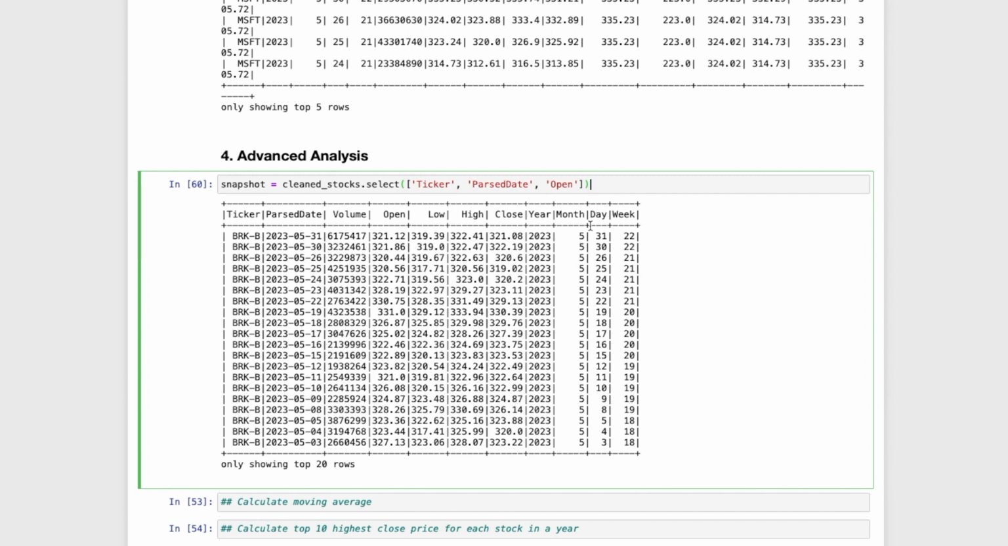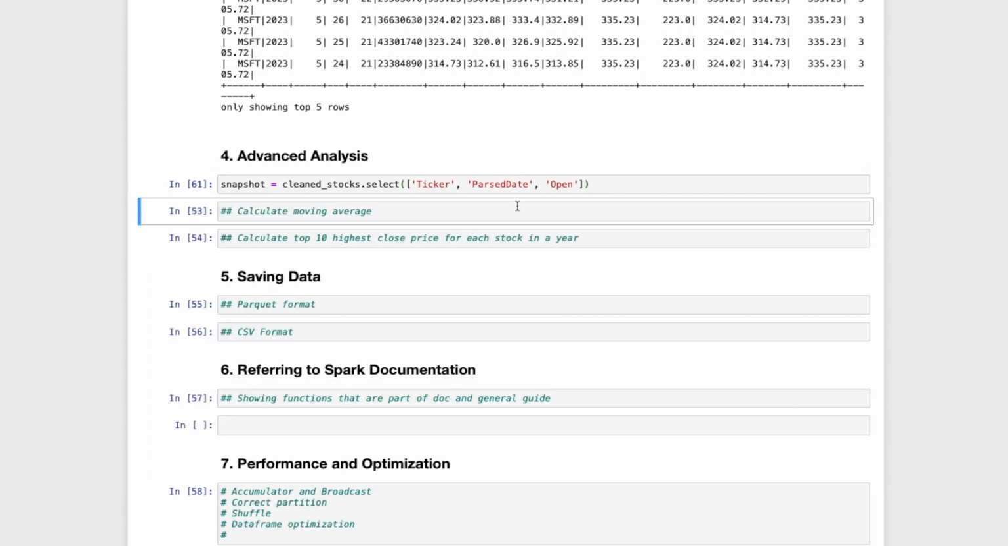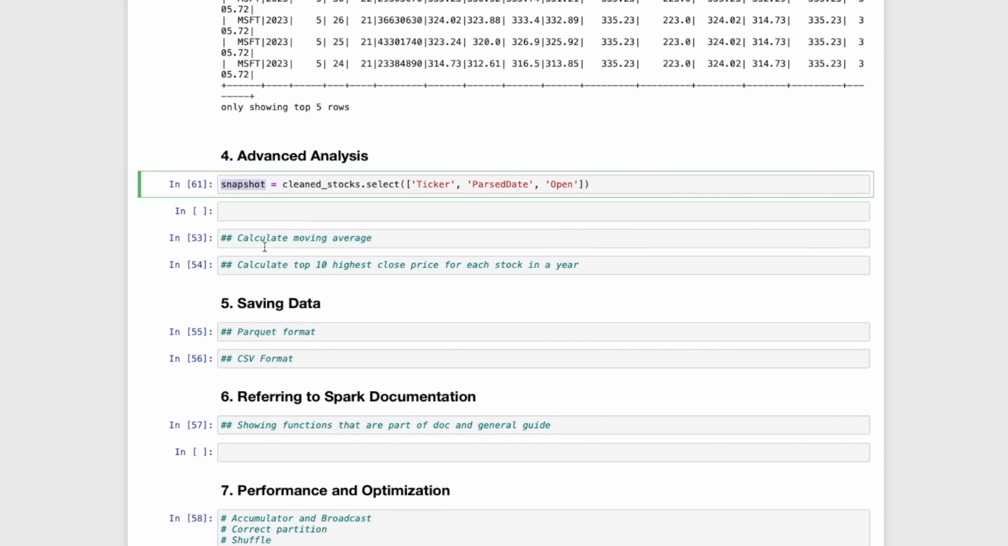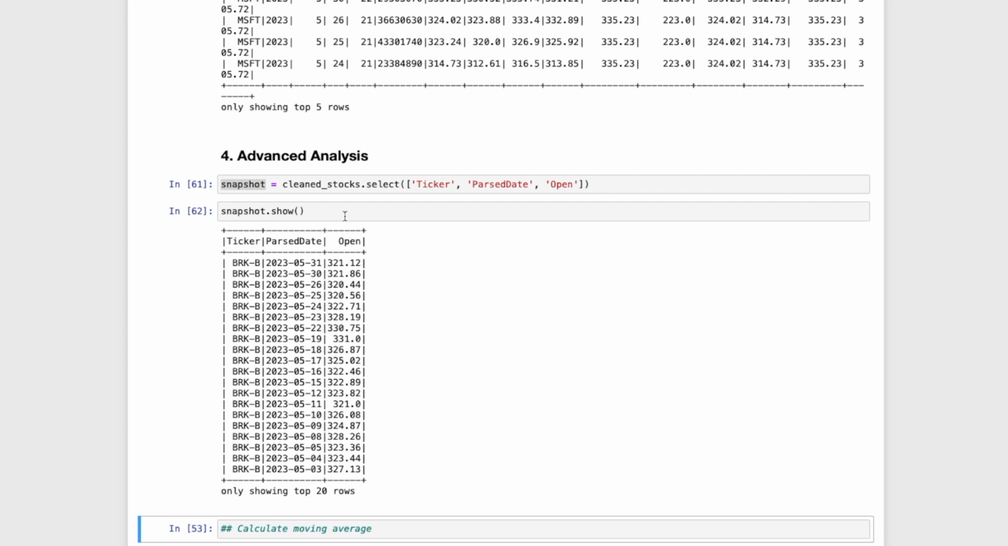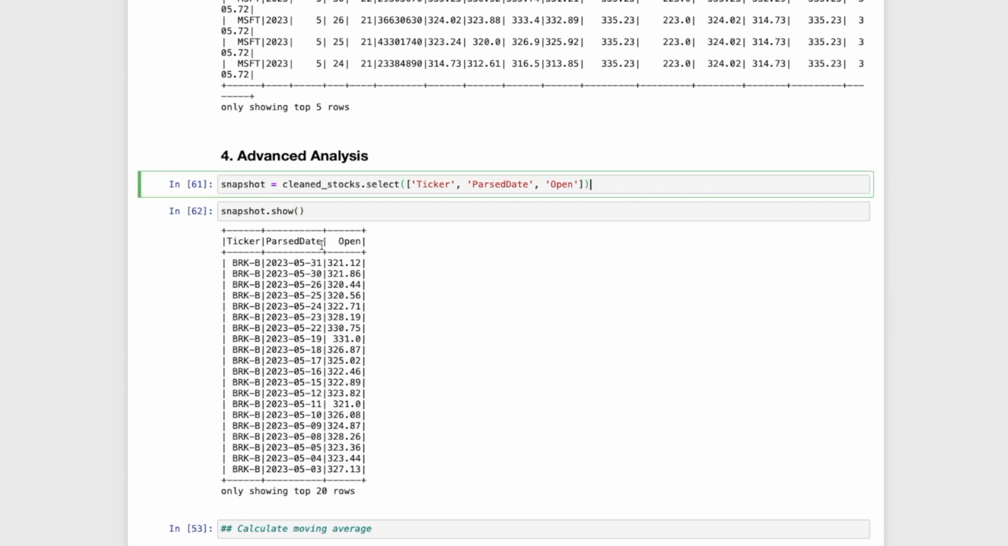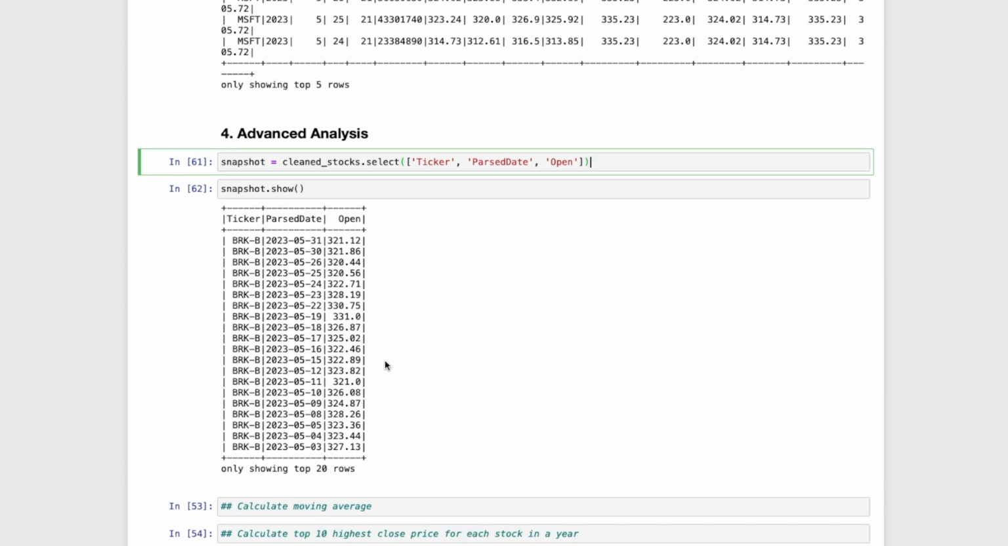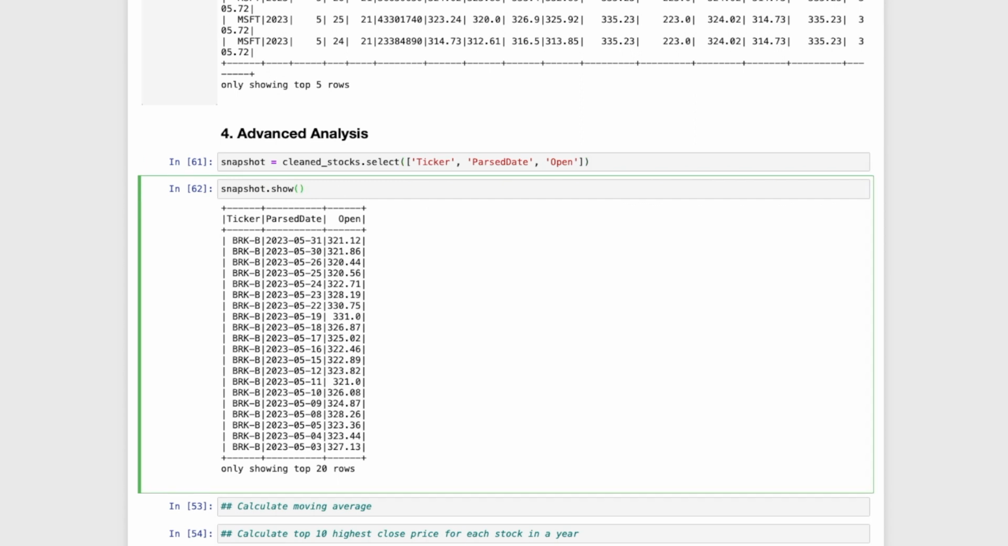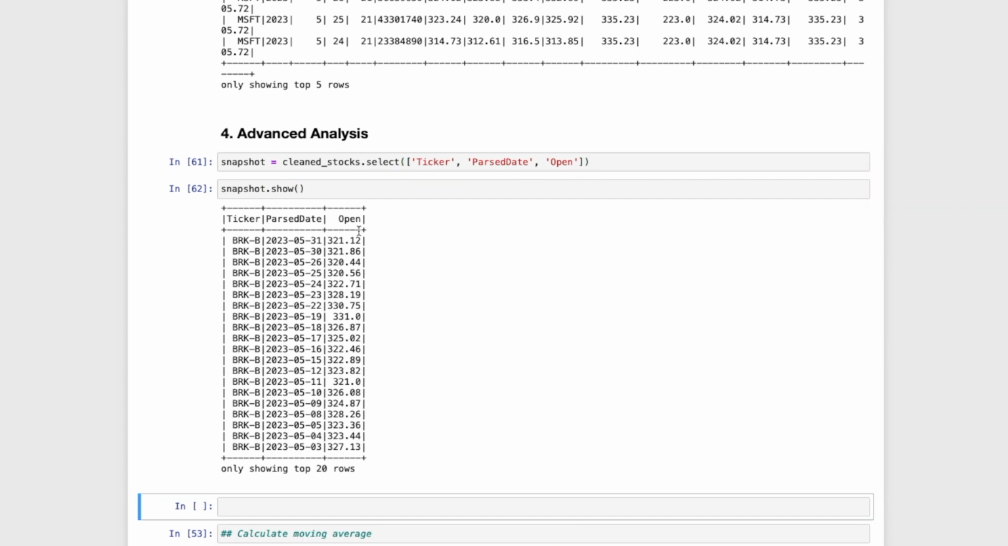We're going to cover optimizations later on, but let's say we create a snapshot data frame, and we are just going to look at the snapshot data frame and see what we get. So we have about 3 columns in the snapshot data set, which is ticker, parse date, and open price of the stock, right? So we want to calculate what's the open price of the stock yesterday, right?